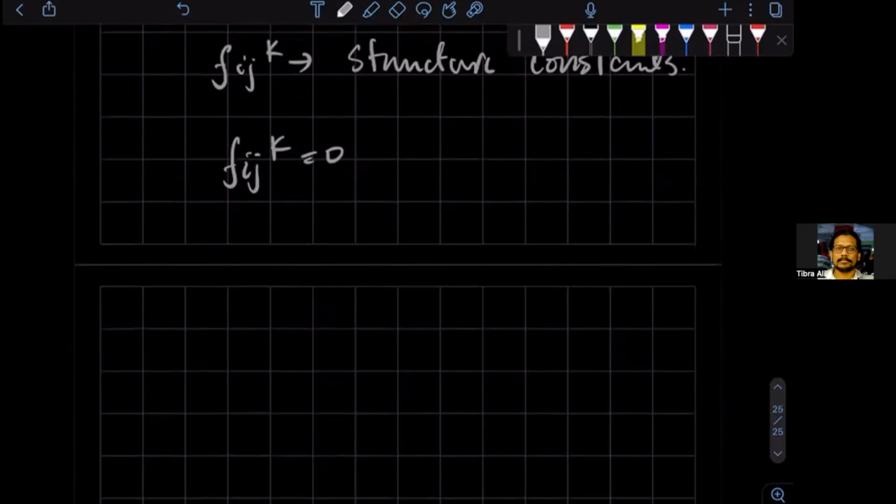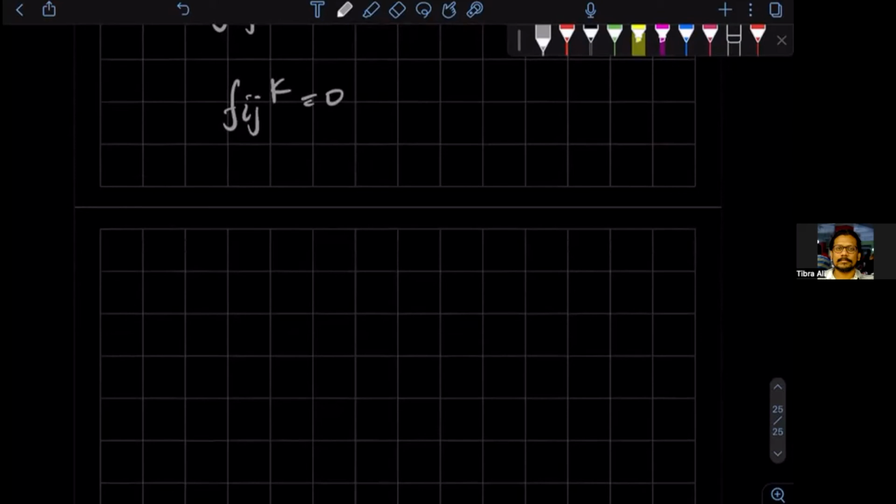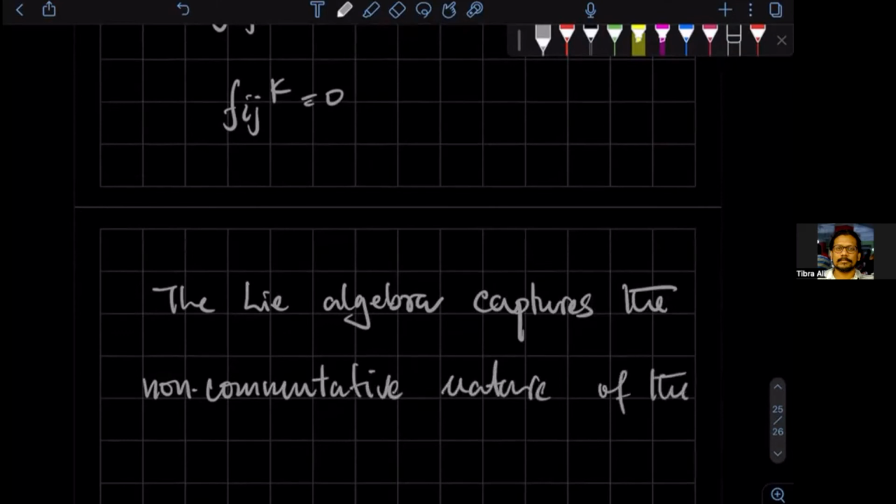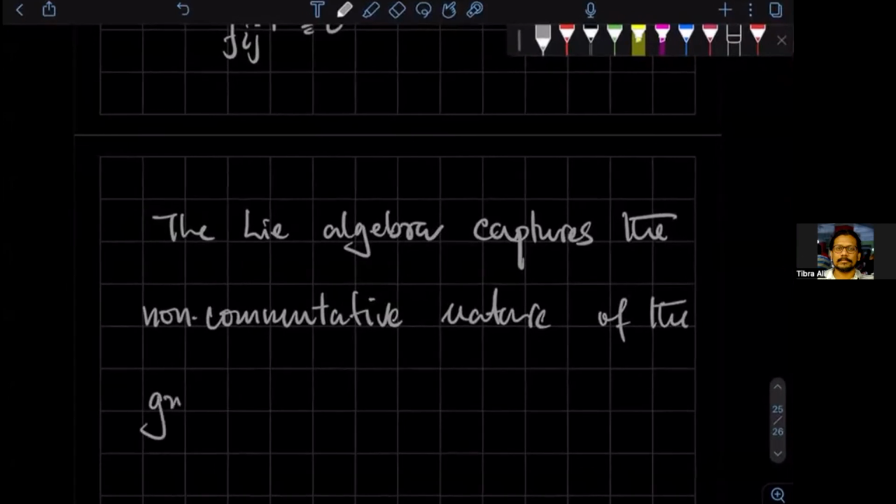So the comment that I wanted to make, of course, I will repeat this next time, is that the Lie algebra captures the non-commutative nature of the group around the identity.